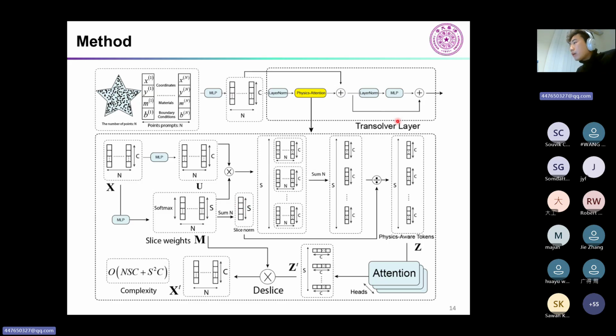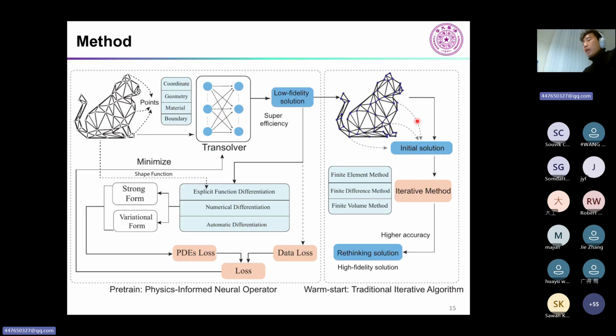The second one is the layer number. Okay, then we can use the Transolver as a backbone to replace FNO. For example, this is a cat. We can get each point of this cat, like this gray point, with coordinate, geometry, material, and boundary. We can get all the points. Then we can use Transolver to get the output.